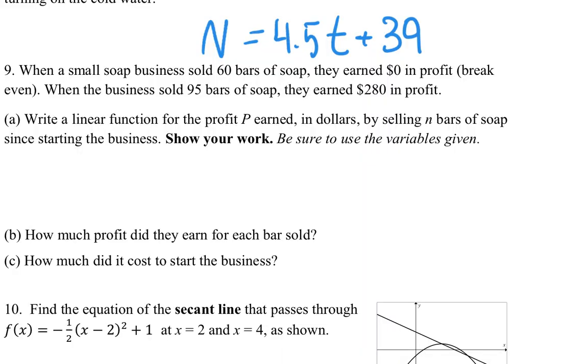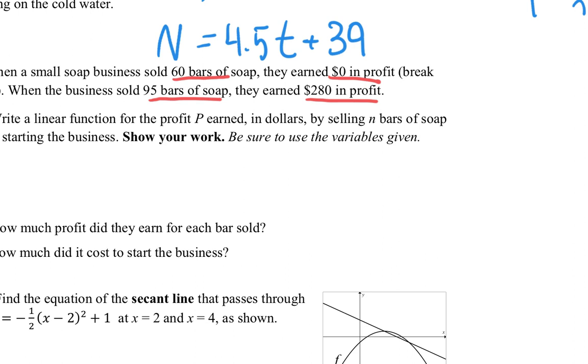Okay, so now for number 9, we have: when a small business sold 60 bars of soap, they earned $0 in profit. So 60 bars of soap gives us 0 profit, and 95 bars gives us $280 in profit. We need to write a linear function for the profit earned in dollars by selling n bars of soap since starting the business. Be sure to use variables given. So we're trying to figure out and write a linear function, so we want a line for this.